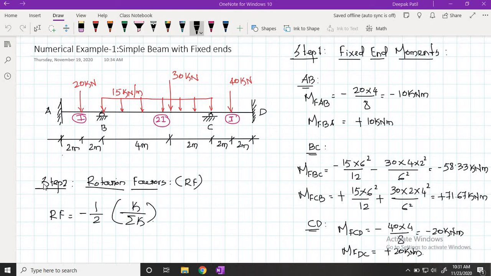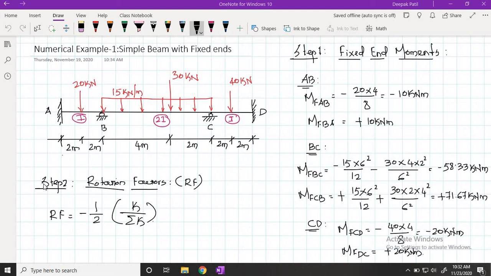BC has two types of loads: a uniformly distributed load of 15 kN per meter and an eccentric point load of 30 kN. CD has a point load exactly at the center of 40 kN. Now each span has a different moment of inertia. AB is I, BC is 2I and CD is simply I. You have to analyze this beam, that is, draw the shear force diagram and the bending moment diagram using Kani's method.